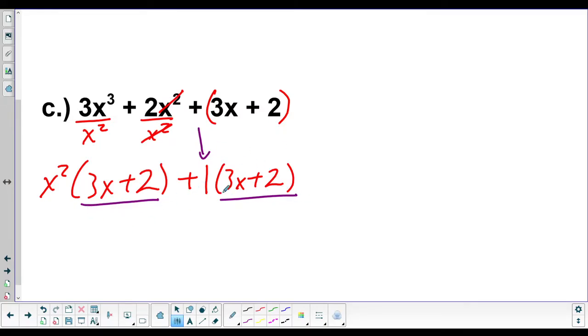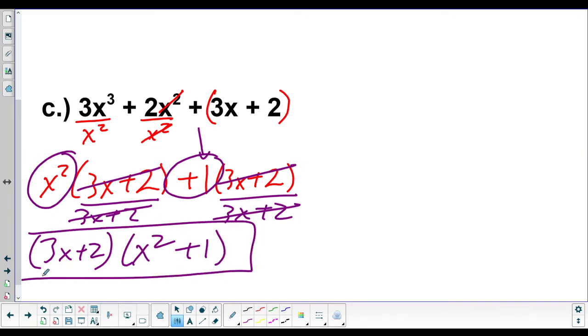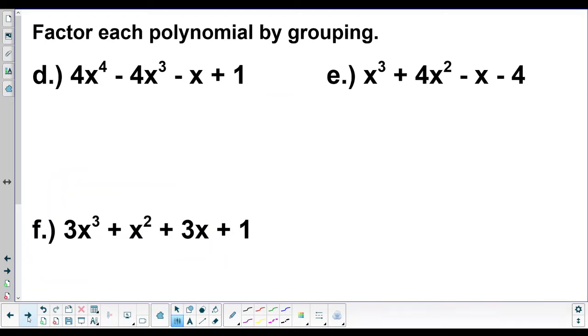So now we take out the thing in common, 3x plus 2. Divide by 3x plus 2. This cancels. Put the leftover in the parentheses. This cancels. Put the leftover in the parentheses. And there's our answer. Alrighty, not too bad. Okay.